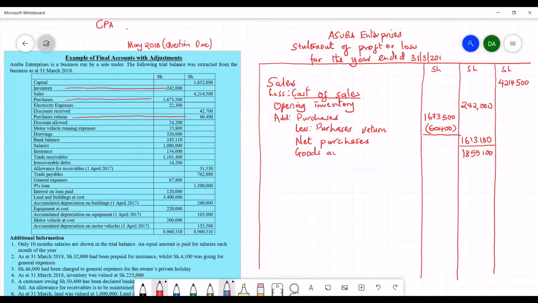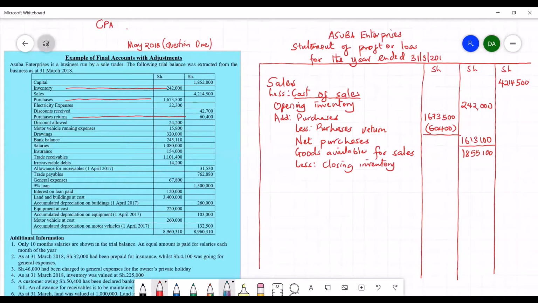Goods available for sales. It is known as the goods available for sales. Now, from the goods available for sales, we less the closing inventory. That is to mean that the goods which were available, some were sold and some were not sold. So we subtract what is remaining. So from the goods available for sales, less closing inventory.